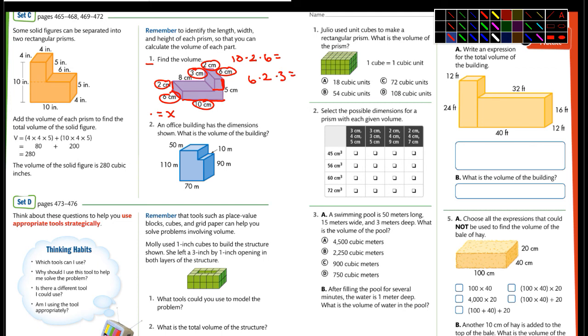Okay? So, well, see, 10 times 6 is 60. 60 times 2 is 120. 6 times 2 is 12. Times 3 is 36. So that's 156 centimeters cubed. Okay? That's your answer for number 1.